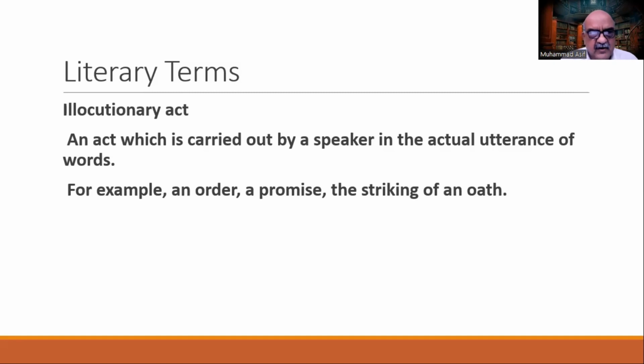Illocutionary act: an act which is carried out by a speaker in the actual utterance of words. For example, an order, a promise, the striking of an oath.